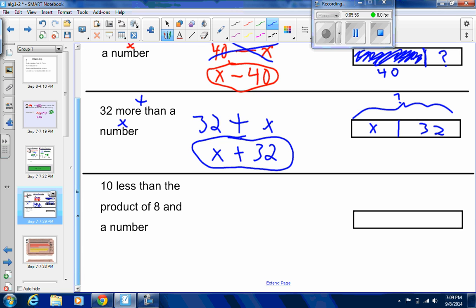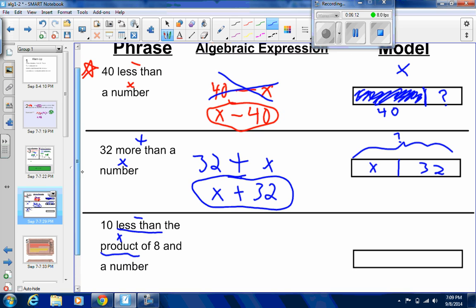And then the last one's the tricky one. It has two different operations. You have product, which is, of course, multiplication, and you have less than, which should be subtraction. So it's 10 less than the product of 8 and a number. Again, kind of like the top one here, you're taking 10 away, so it's going to be minus 10 at the end. I'll make that number y this time. So you can say 8y, that's the product: 8 times y would be 8y. Taking 10 away from that because it's 10 less than 8y, you are left with this expression.